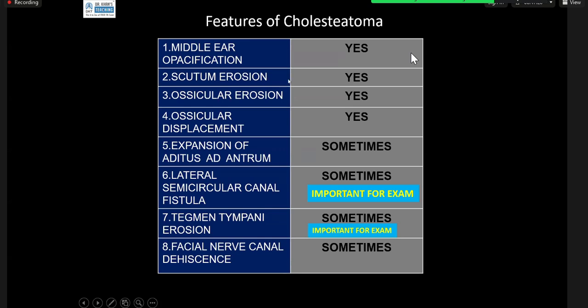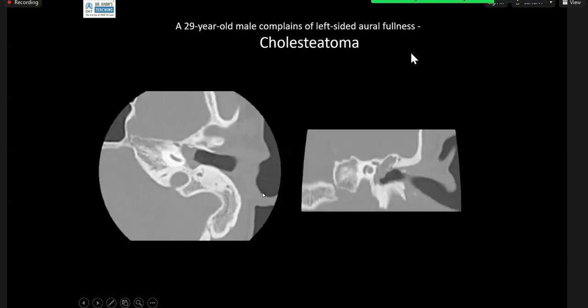These are the features which are commonly seen and might not be seen in each and every case. Remember that the scutum can be eroded, ossicular erosion can be there, ossicular displacement, so it can displace the ossicle as a mass. Expansion of aditus ad antrum can happen. Lateral semicircular canal fistula is extremely important for the exam. These patients will be very symptomatic because they will be dizzy, etc. Tegmen tympani erosion is important. Facial nerve dehiscence will be there. In our case, which I have shown you, there is facial nerve dehiscence and there is lateral semicircular canal fistula.